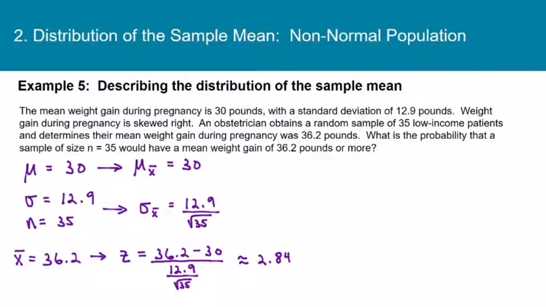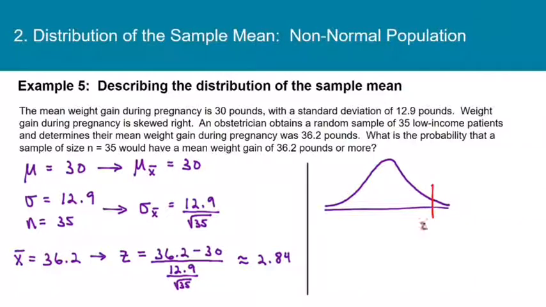Now let's sketch this on our standard normal curve. So here's a curve. 2.84 would be out here somewhere. And since we want to know the probability that this sample could have a mean of 36.2 or more, we will shade the area to the right. Now that's not much shading, so we expect the probability here to be fairly small. And if you go to your z-table and look up the area to the right of 2.84, you'll find that that area is 0.0023.